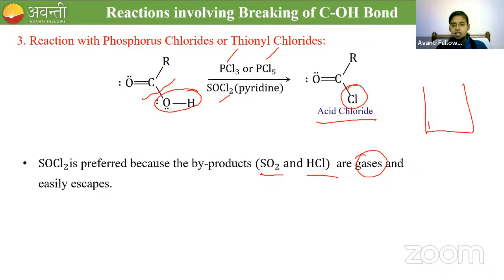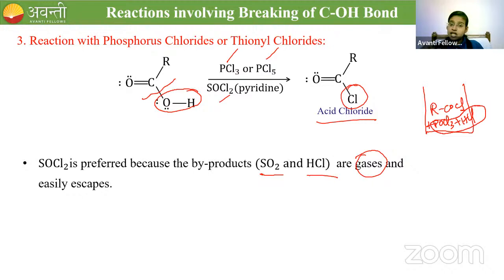So the main product is RCOCl. Some other byproducts will be formed. If you treat the carboxylic acid with PCl5, you will get POCl3 and HCl as the byproducts. So what you have to do? You have to separate this POCl3, HCl and RCOCl. It takes some time. If you want to get the acid chloride immediately, then use SOCl2.